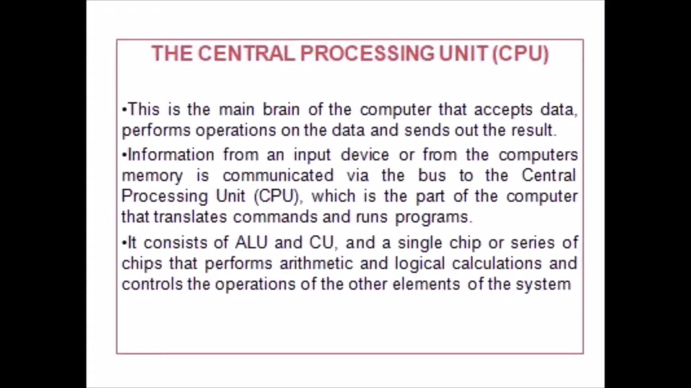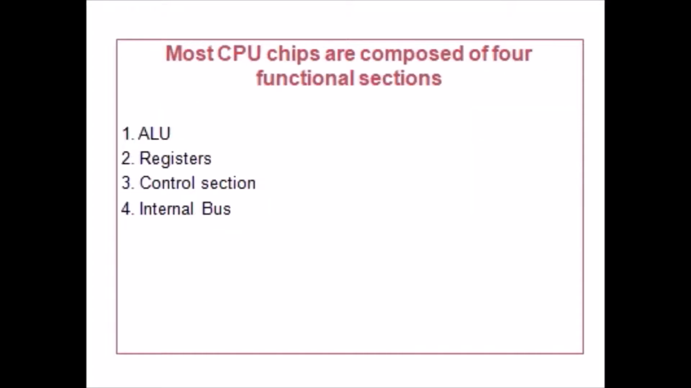It consists of the arithmetic and logical unit, or ALU, and CU, and a single chip or series of chips that perform arithmetic and logical calculations and control the operations of the other elements of the system. Most CPU chips are composed of four functional sections. First, ALU, that is arithmetic and logical unit, the calculating ability, either arithmetical or logical operations.